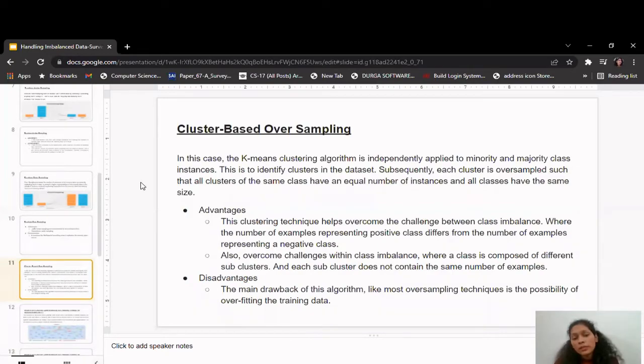In this case, the k-means clustering algorithm is independently applied to minority and majority class instances. This is to identify clusters in the dataset. Subsequently, each cluster is oversampled such that all clusters of the same class have an equal number of instances and all classes have the same size. So here we are using the k-means clustering algorithm.